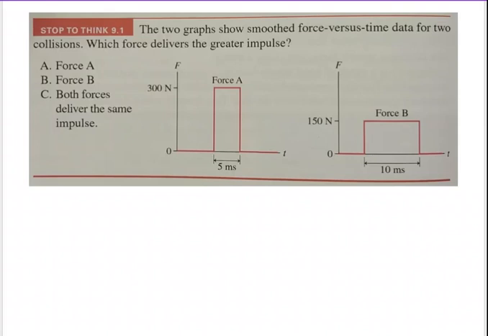Because on the first one, it's 5 milliseconds to 300 newtons, and the other one's 10 milliseconds to 150. The area under the curve is the impulse. So we would do the area, width times height. Even though we didn't change the units, 300 newtons times 5 milliseconds would be 1500 newton milliseconds. And this would be 150 times 10 milliseconds, which is 1500 newton milliseconds. They're both the same thing. So it's C. Good job.